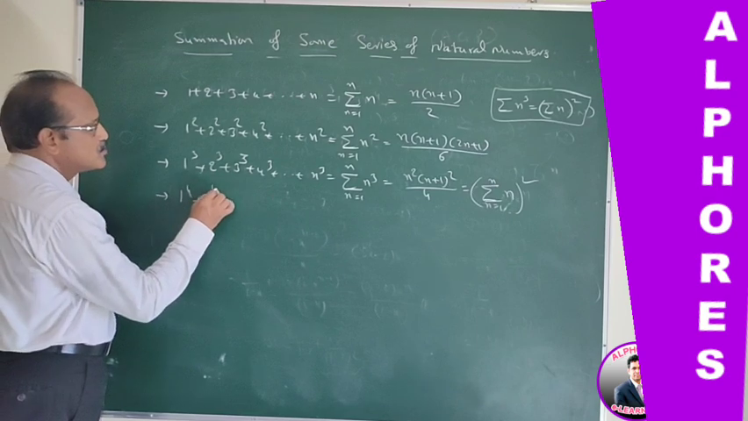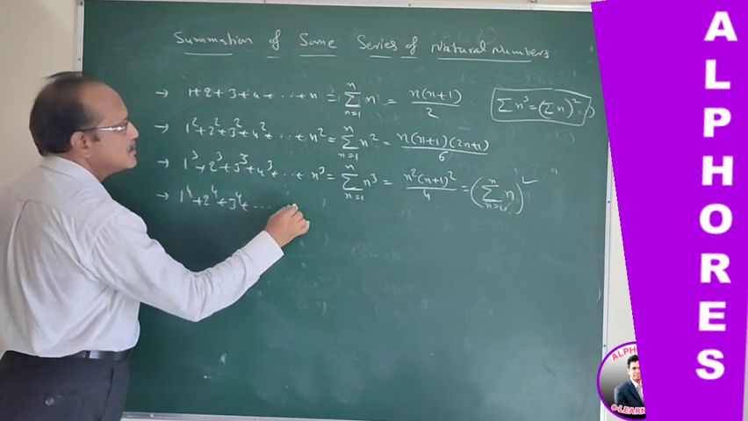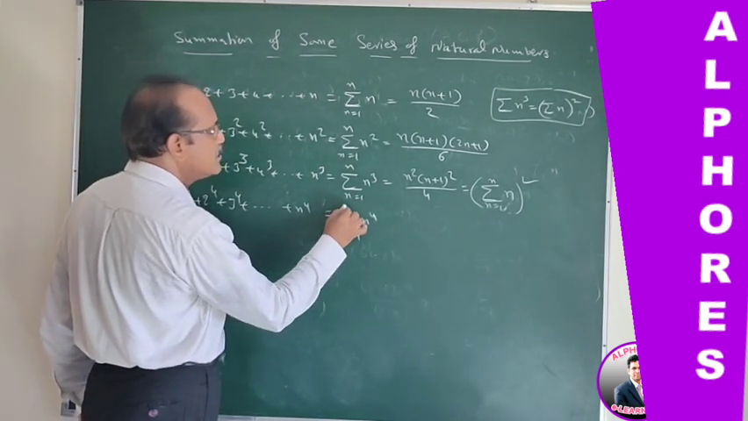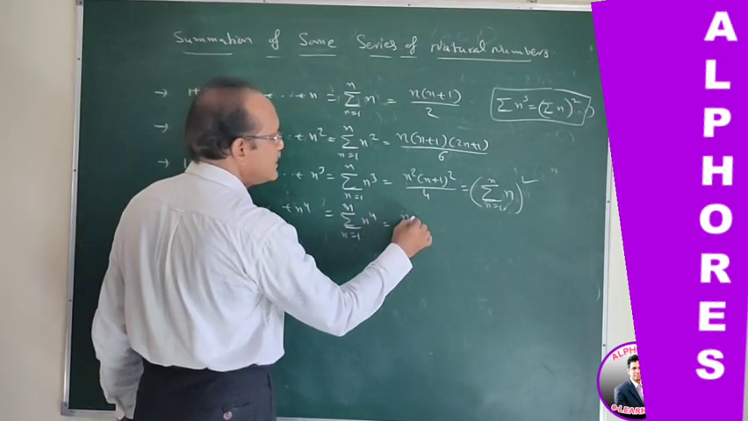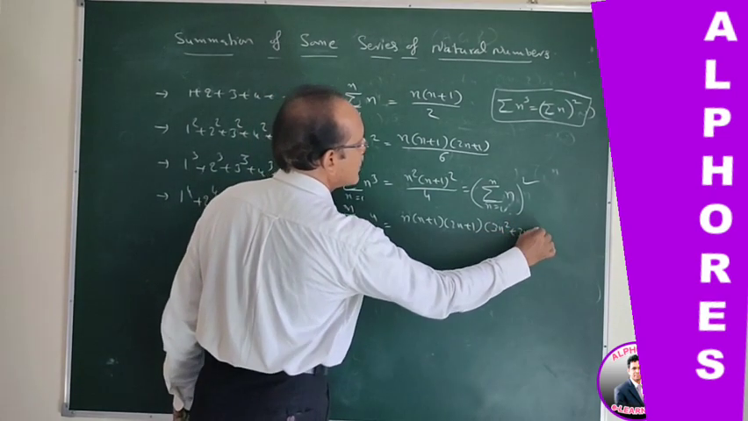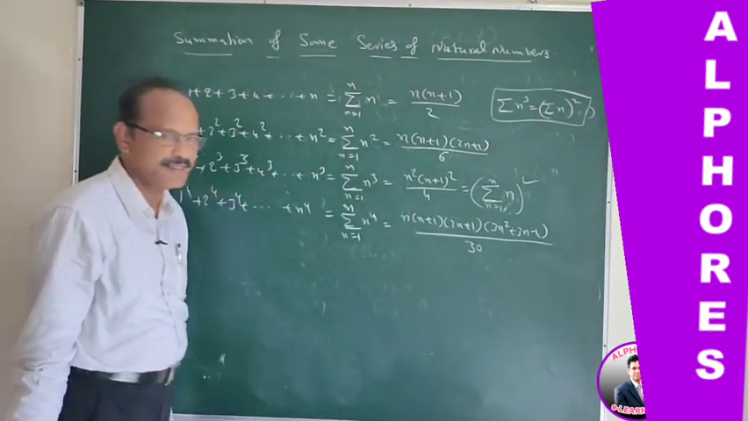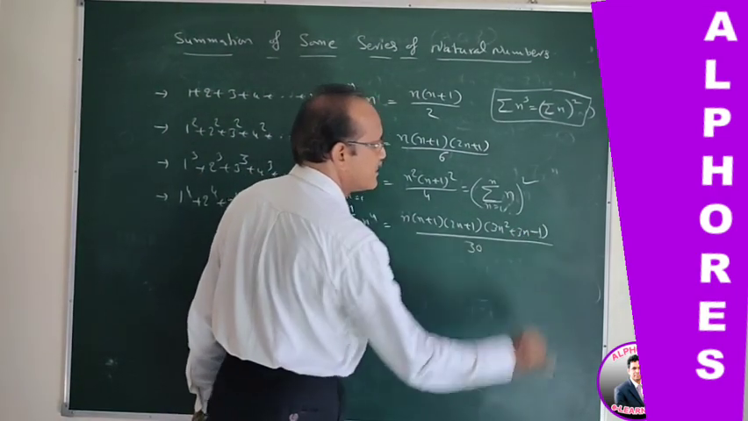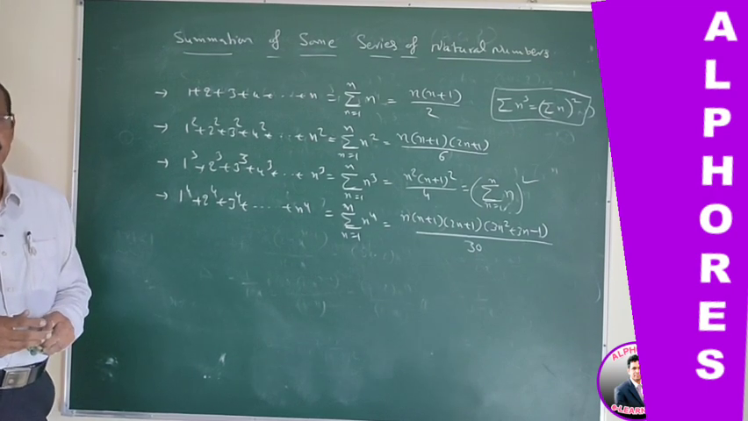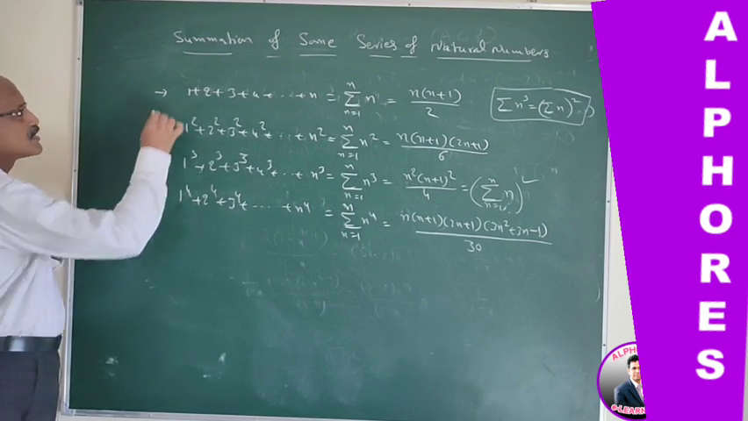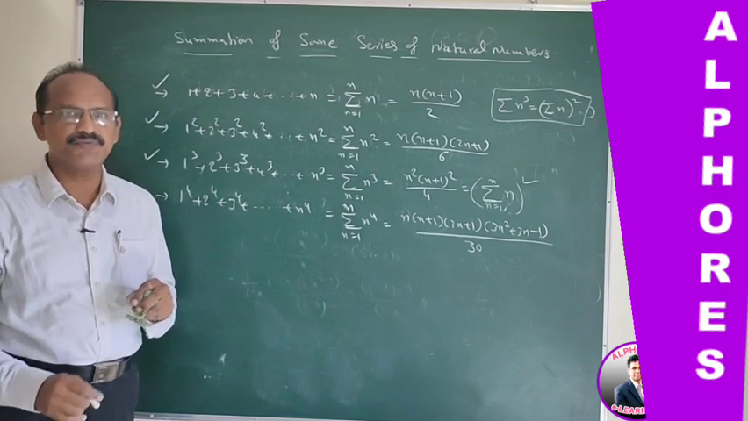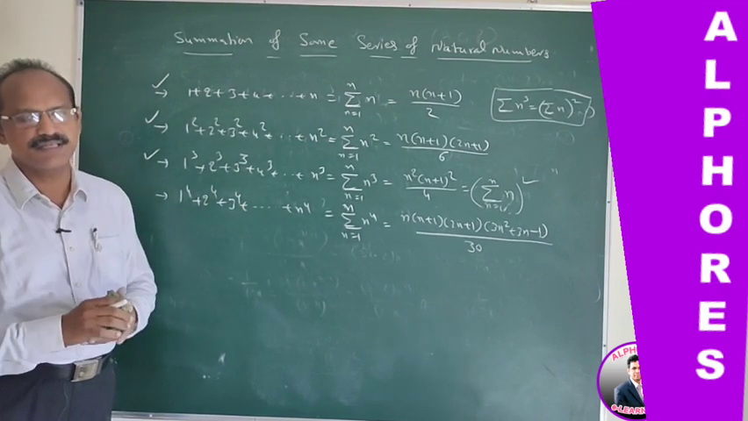Next, sum to fourth powers of natural numbers. Okay, 1 power 4 plus 2 power 4 plus 3 power 4 plus so on n power 4, nothing but sigma n power 4, n is equal to 1 to n, is given by n into n plus 1 into 2n plus 1 into 3n square plus 3n minus 1 by 30. This is the formula for sum to fourth powers of first n natural numbers, right? Okay, and these are the standard results. So please remember these results: sigma n square, sigma n cube. We use these series very frequently, right?